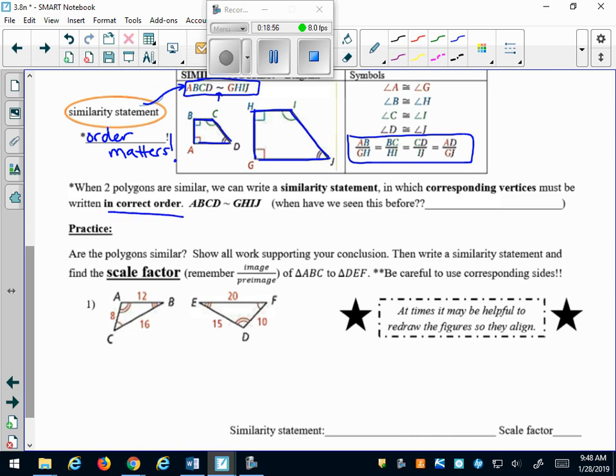Okay, we have to watch our order. When have we seen this before? When did we have to watch our order before? When we were writing what kind of statements? Congruent statements, right? So it's the same idea. You have to just look at the correspondence.